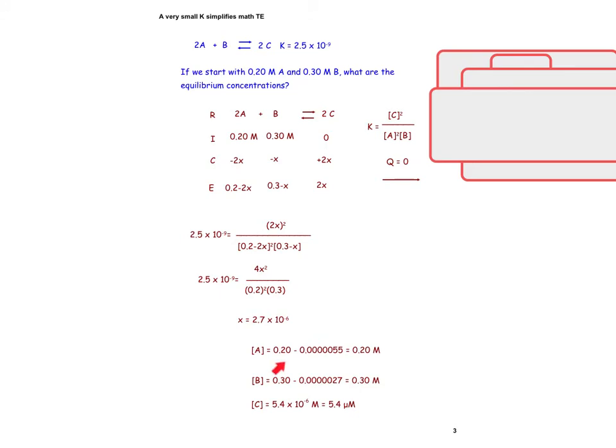I have 0.2 minus 2x. Well, to the significant figures of the problem, I can only go to the hundredths place. That's still 0.2. 0.3 minus x, still 0.3. And 2x, 5.4 times 10 to the negative 6th molar, which is perfectly fine this way, but it also happens to be 5.4 micromolar.